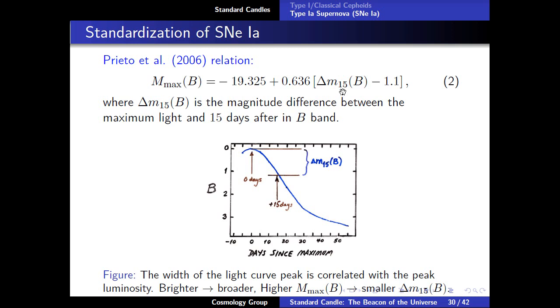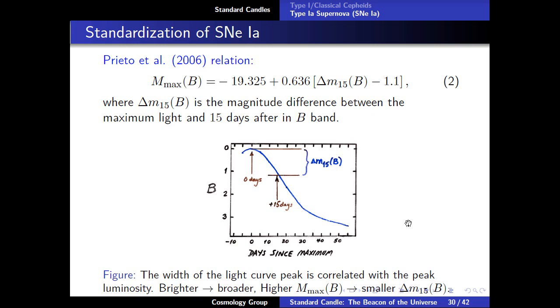And here delta M15 basically refers to the magnitude difference between the maximum light and 15 days after. So if you are observing the supernova in the B band, this will be delta M15B, and since this is a relationship in the B band, there are other relationships also in other bands. For further study, just refer to this paper by Phillips et al.